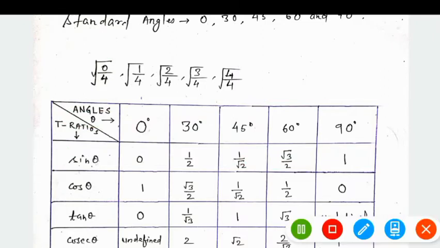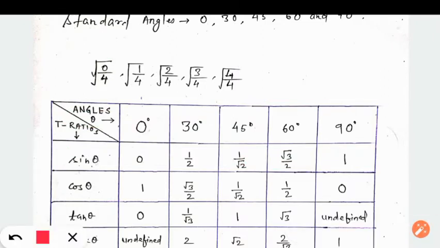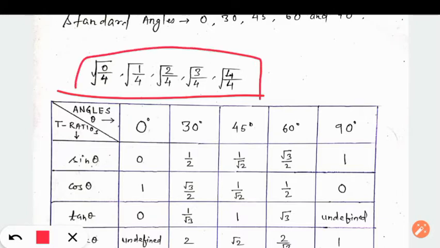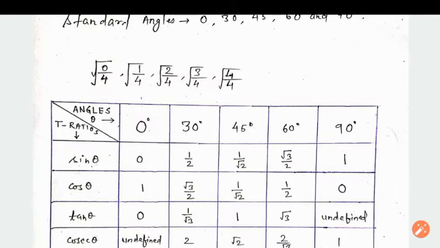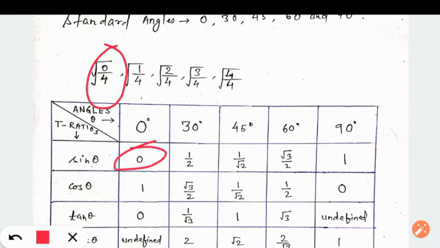See what I have written here. I have written root under, in the numerator we have 0, then 1, 2, 3, 4, all under root. And in the denominator we have 4, 4, 4, 4, 4. With the help of this I am going to fill the first row. Now tell me, what is 0 divided by 4? It is 0. And what is the square root of 0? 0. So the value of sine 0 degree is 0.